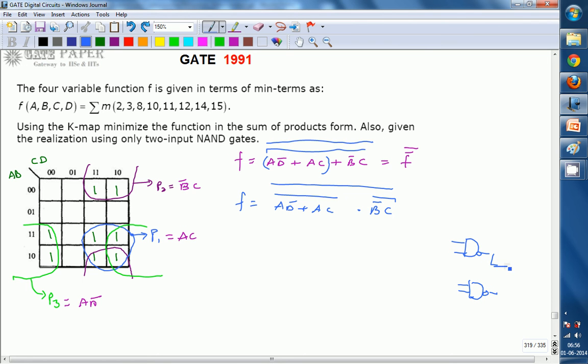So these are connecting to one more NAND gate. The output is nothing but F. So F has to be AD bar plus AC.